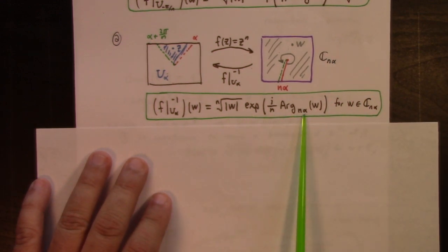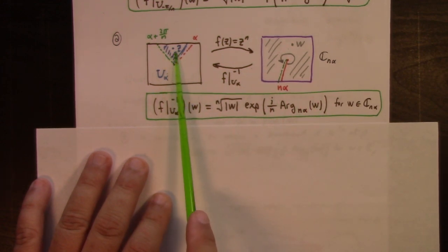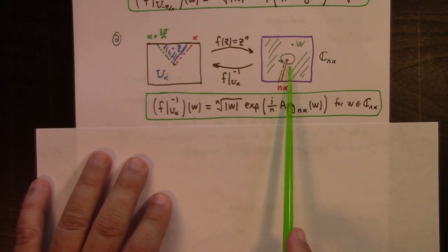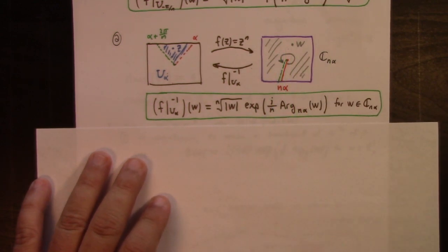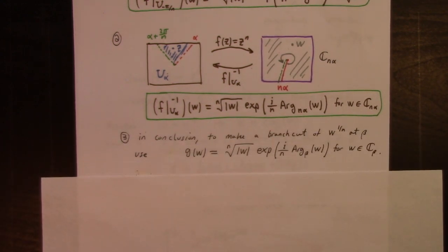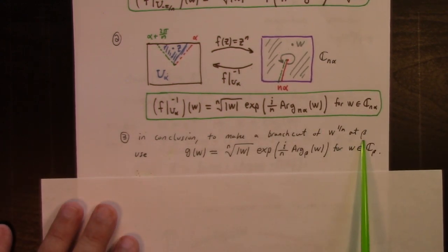Again, you can check that this angle is necessarily falling in here like you want, provided that we're using the arg sub n alpha angle function over here. In conclusion, to make a branch cut of w to the 1 over n at beta, we use this for w in C beta. So I just put n alpha equal to beta just to kind of summarize what we did.